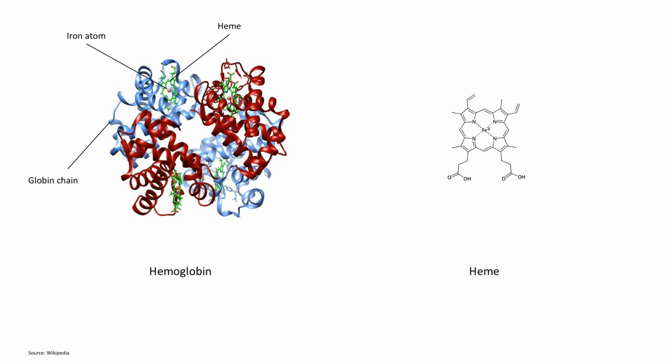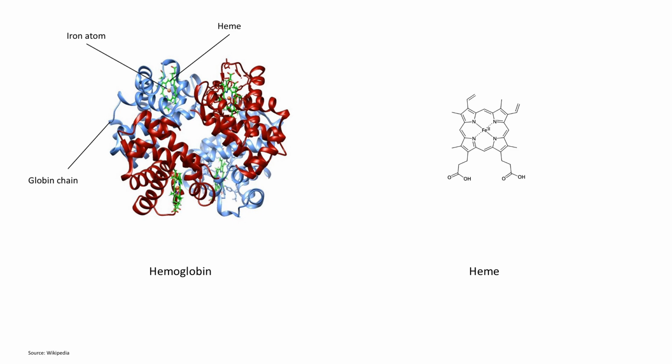To understand that, we need to understand the structure of the hemoglobin molecule. Each hemoglobin molecule consists of 4 globin chains, and each globin chain has a heme molecule, and in the center of each heme molecule an iron atom is present. Oxygen actually binds to this iron atom present in the center of the heme molecule. So each hemoglobin molecule can bind up to 4 oxygen molecules.